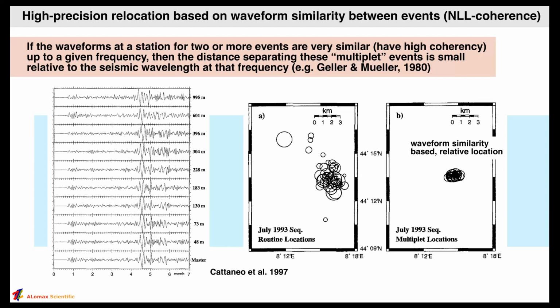So here is an early paper doing waveform similarity-based relocation. This is relative location, high precision relative location. The plot on the left shows a set of similar seismograms in a multiplet. The middle panel shows the routine catalog locations based on first arrivals. And the panel on the right shows high precision relative locations based on clustering the events into families and obtaining high precision P and S relative travel times, all using cross-correlation waveform similarity measures. And you can see a great increase in the apparent and presumably real precision of the earthquake locations, increased clustering and organization of the hypocenters.